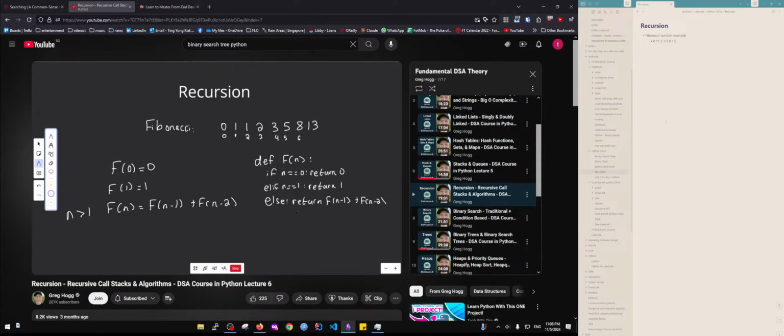Okay, this is the recursive part right here. From within this function called f, you are actually calling that same function f. That is what it means to be a recursive function. You're calling yourself. Okay, so let's see an example of this.